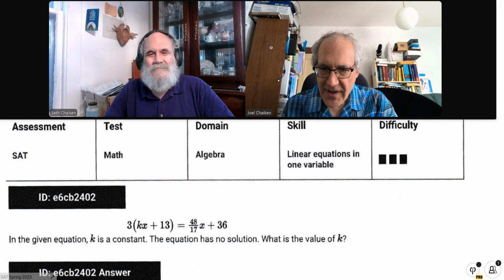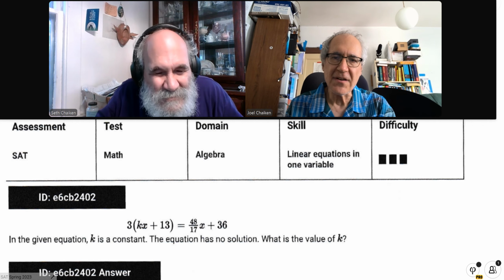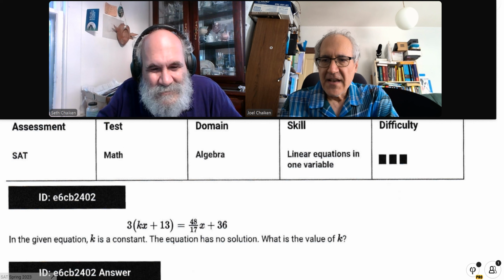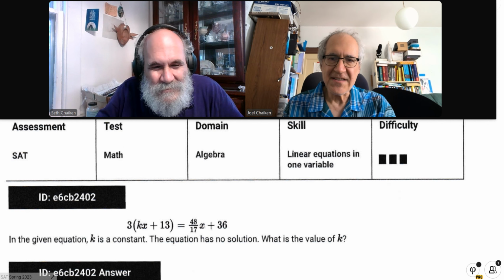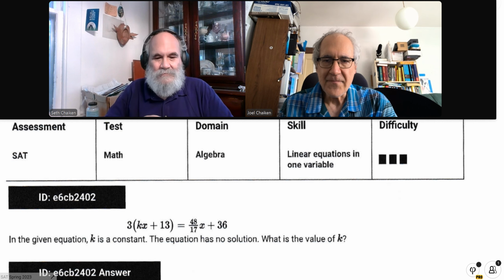Okay, here we go. 3 times the quantity kx plus 13 is equal to 48 over 17x plus 36. In the given equation, k is a constant. The equation has no solution. What is the value of k?